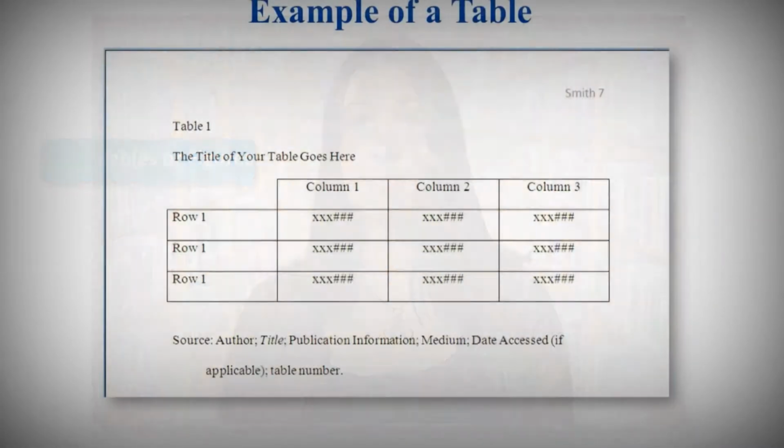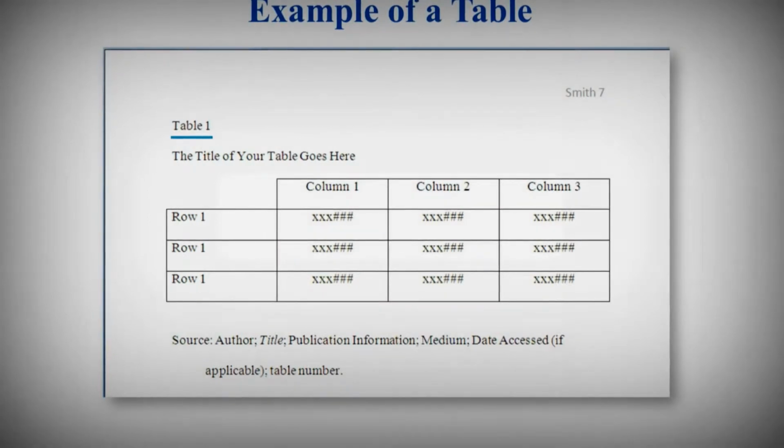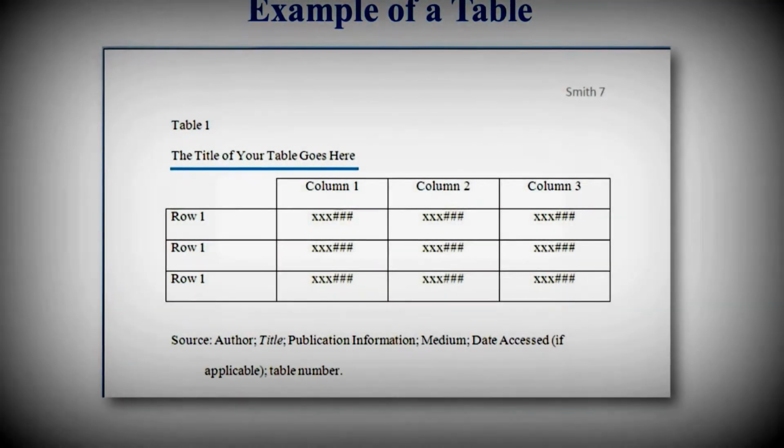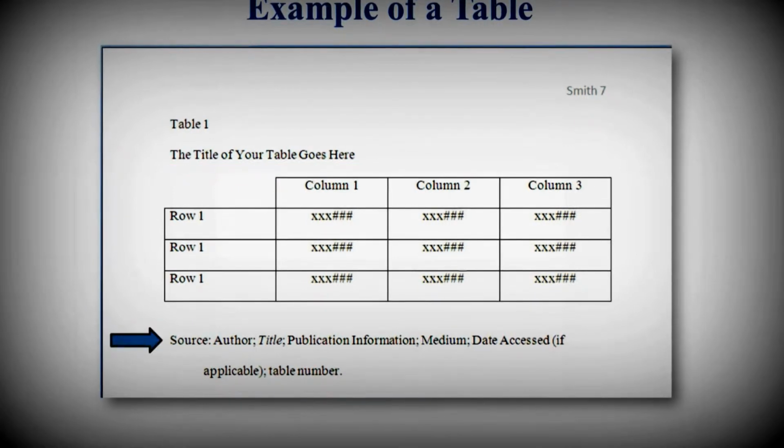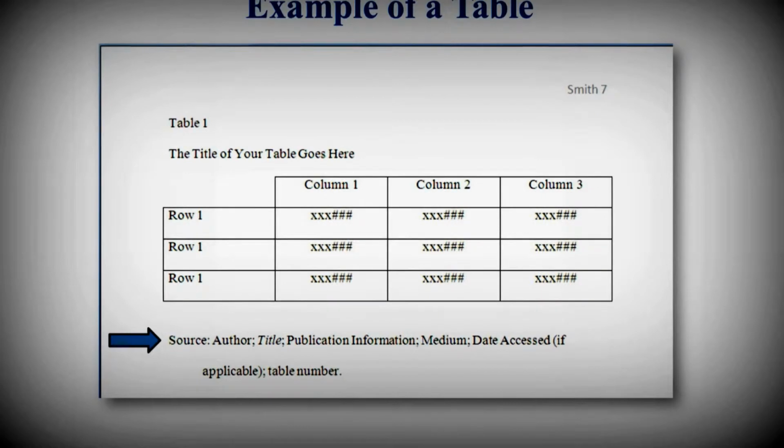MLA advises you to place any tables or figures as close as possible to the part of your text that they relate to. Don't simply place all tables or figures at the end of your paper. Tables should be numbered, and directly below that, give the table a title. Underneath your table, write source, and give the citation information required for that type of source.